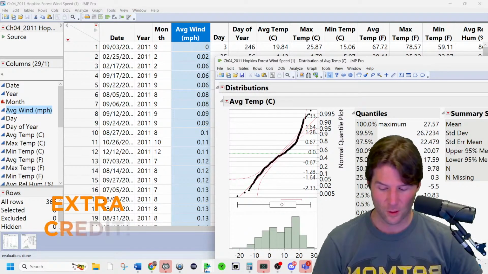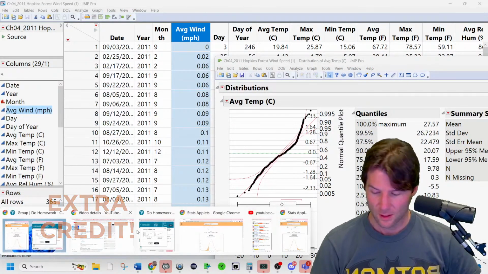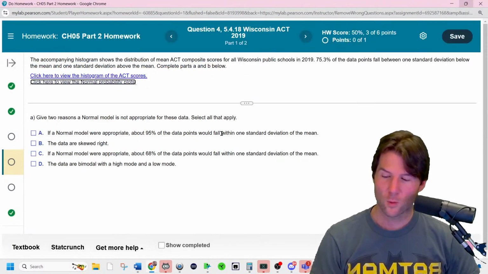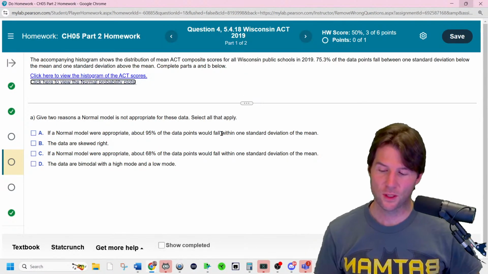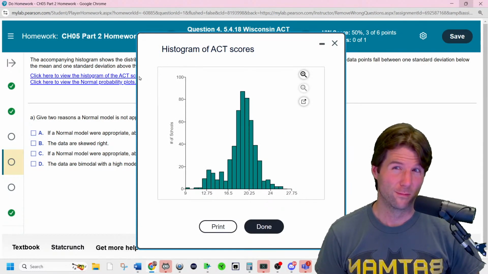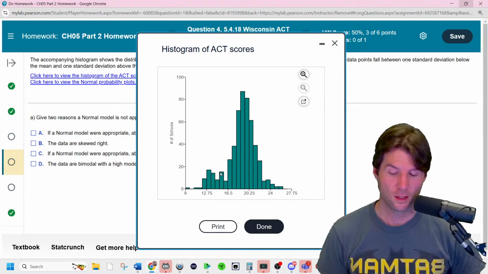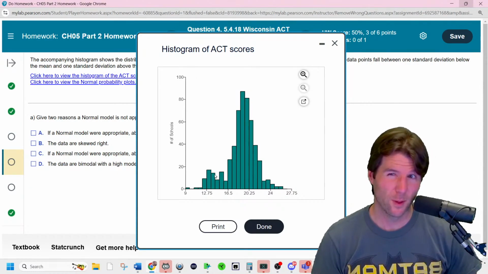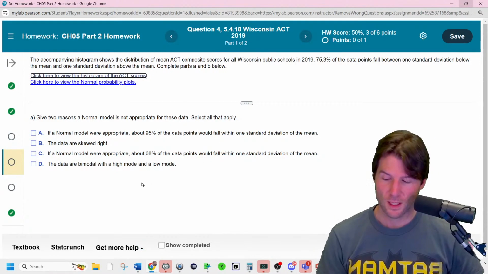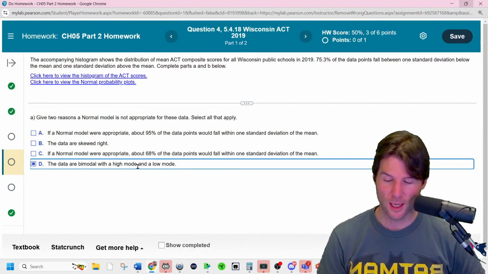So let's go look at their questions and see how this applies. For their question, which we don't need the applet for, I think, they're asking to give 2 reasons a normal model is not appropriate for this data. Look at this down here. Does that look normal? That's got a second little smaller mode, right? So what you would need to know is it's a little bimodal with that low and high mode.